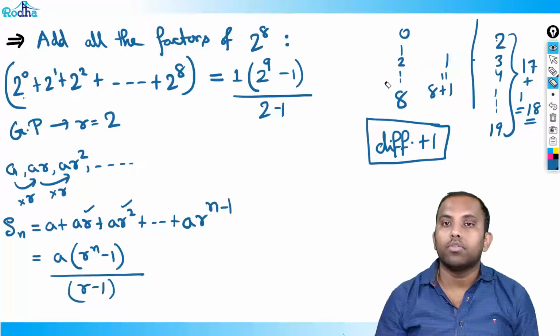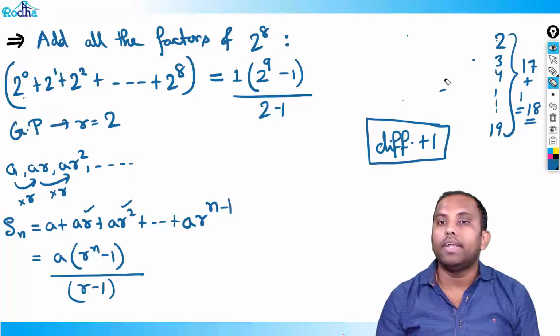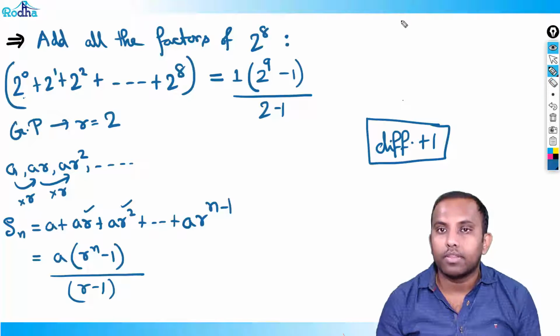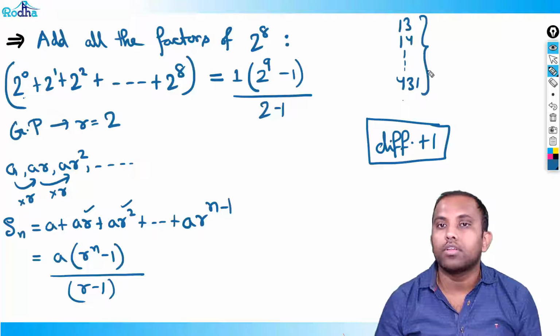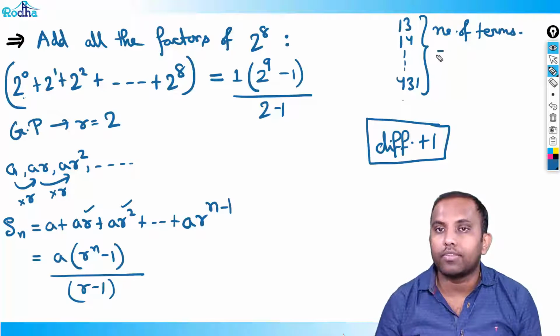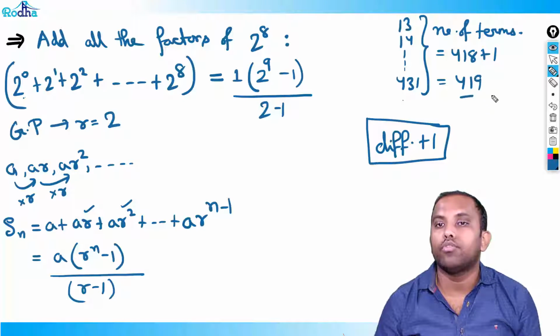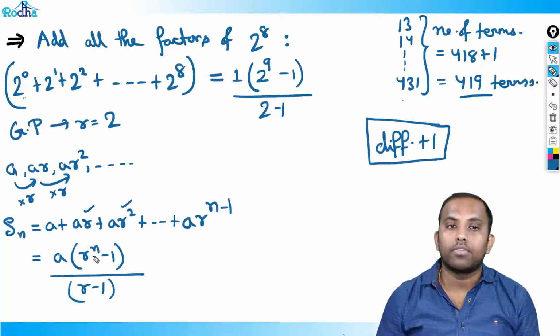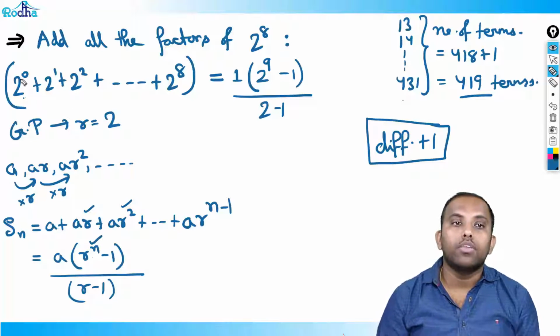Suppose I ask you how many terms from 13 to, let's say, 431. How many terms from 13, 14 till 431? Since we include both the first and last term, take the difference: 431 minus 13 is 418. Difference plus 1 is 419. So from 13 to 431, there are 419 terms. So don't make this mistake here. So again, how many terms here? n is the number of terms. 0 to 8 has 9 terms.